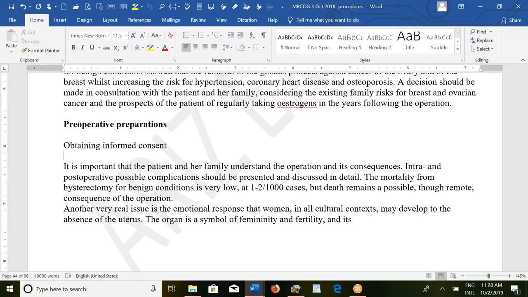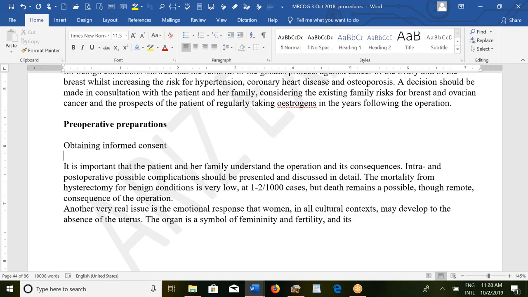It is important that the patient and her family understand the operation and its consequences. Intra- and post-operative possible complications should be presented and discussed in detail. The mortality from hysterectomies for benign conditions is very low at 1 to 2 in 1000 cases, but death remains a possible, though very remote, result of the procedure. So if the patient asks you what is the chance of death, you will say the incidence is 1 in hundreds of thousands.